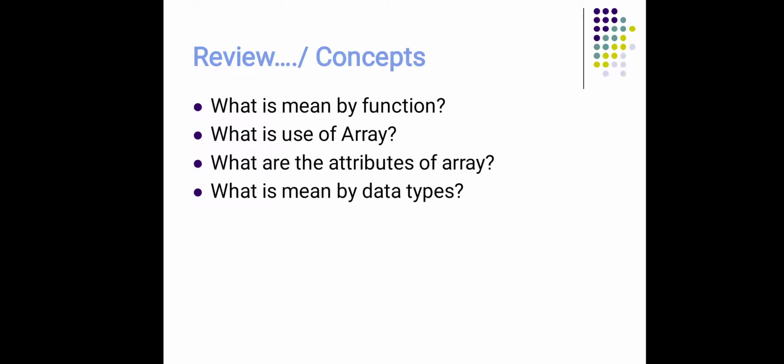What is the use of an array? When we declare and define an array, we can use similar types of data elements in it. What are the different attributes of an array? The attributes of an array are the size of the array, name of the array, type of the array, and address of the array. Then, what is meant by data types? Data type is nothing but the type of the data, that is, which type of data we are going to use in the program.